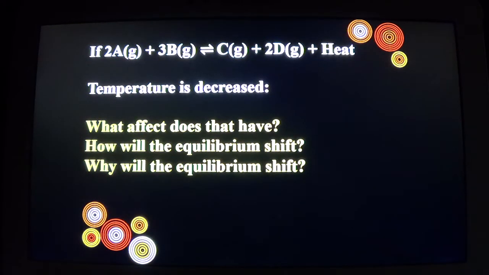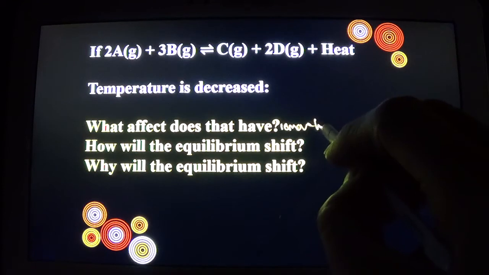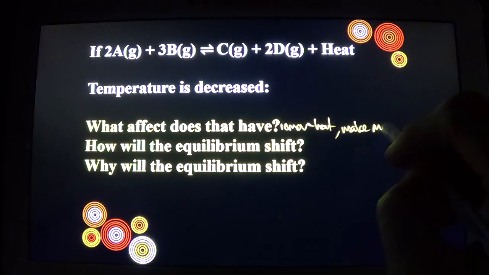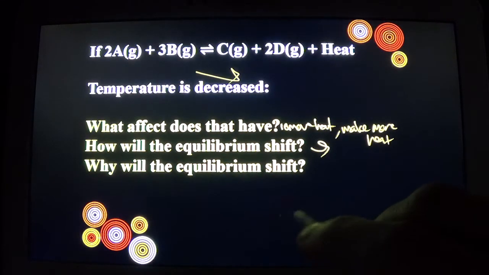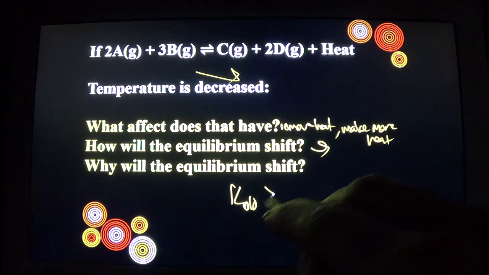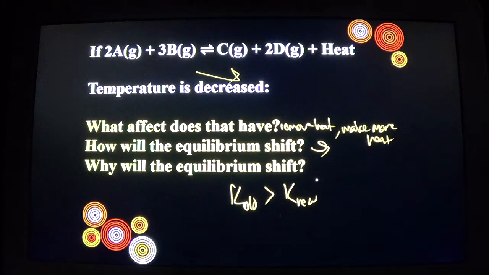Same equation, now temperature is decreased. Well, if I decrease temperature, I am removing heat. So what's that going to do? We want to make more heat. How do I make more heat? Make heat a product, shift to the right. Why would I do that? Because K new is going to be less than K old.